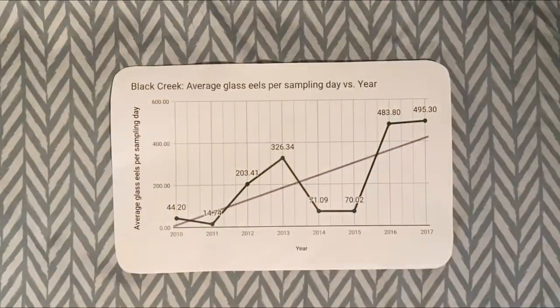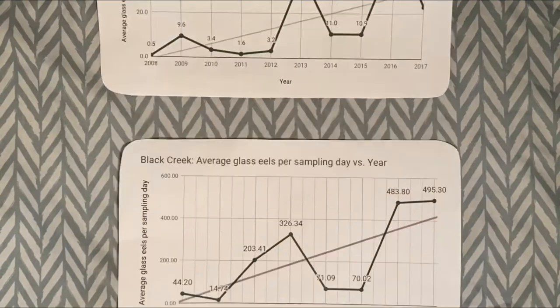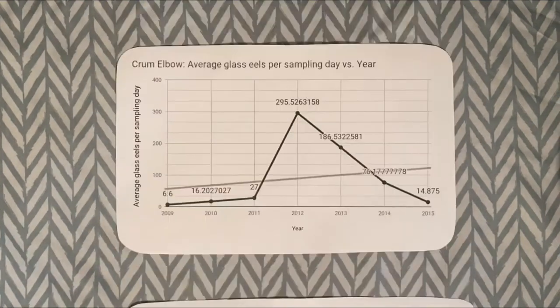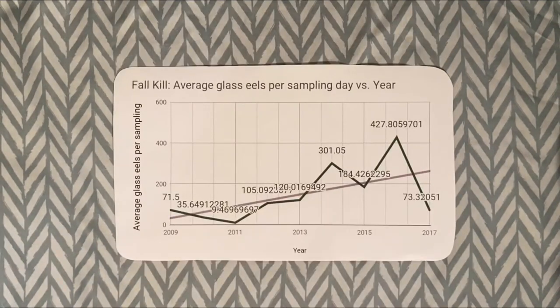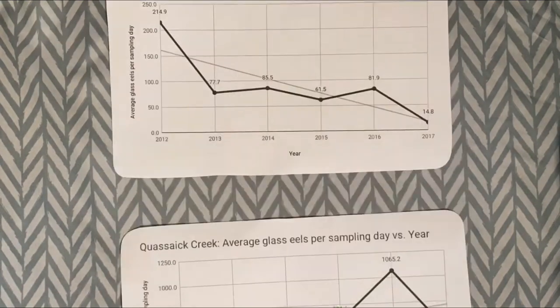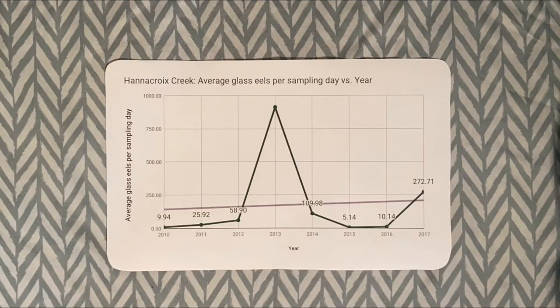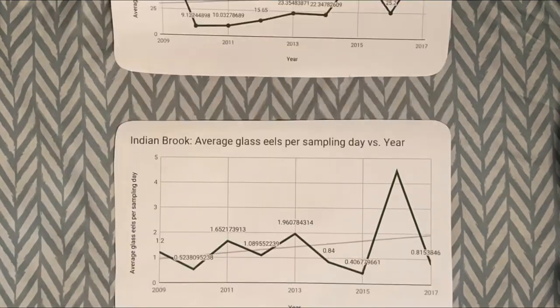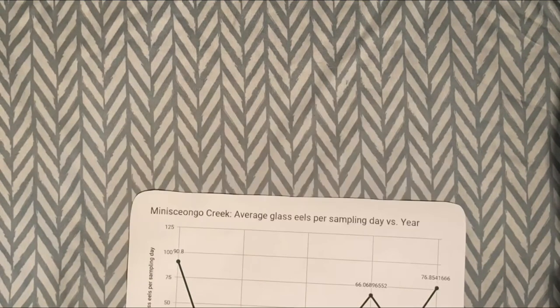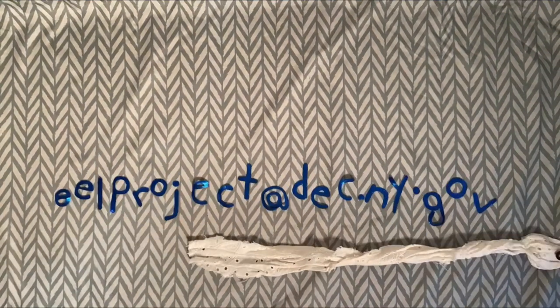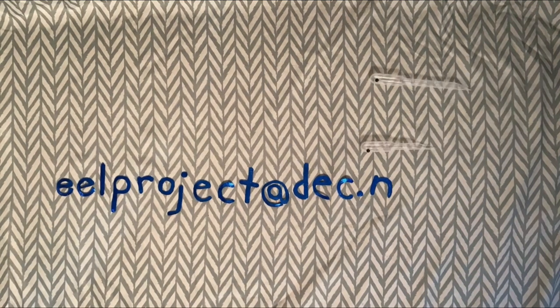Look at all of the data they've collected. The graphs show the average amount of glass eels collected per day over a span of almost 10 years. Some graphs show an increase in the average amount of eels collected per sampling day, while some show the opposite. This could represent a change in the local American eel population, or it could be due to the increase in volunteers over the years. If you're interested in joining the Eel Project, shoot a message to the email below.